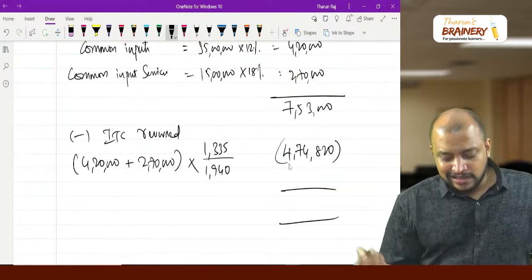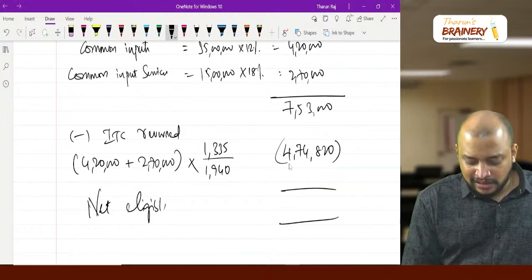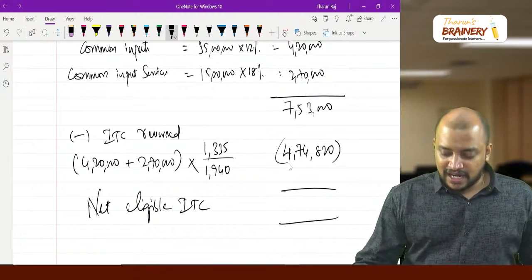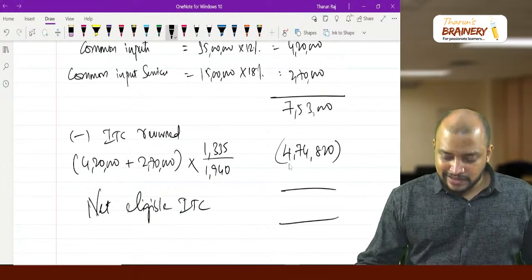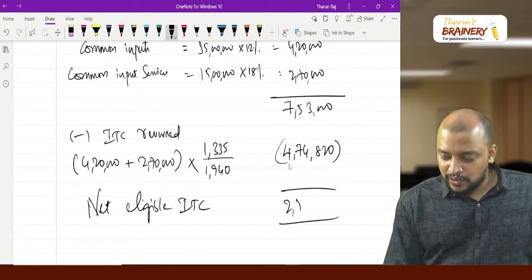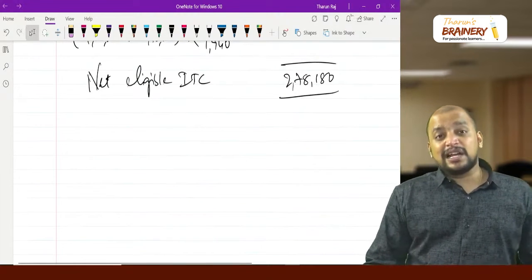So the remaining is the net eligible ITC for set off. The net eligible ITC for set off is 7,53,000 minus 4,74,820. That will be 2,78,180. So that is the net eligible ITC.